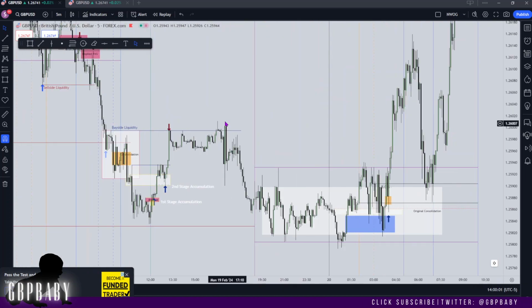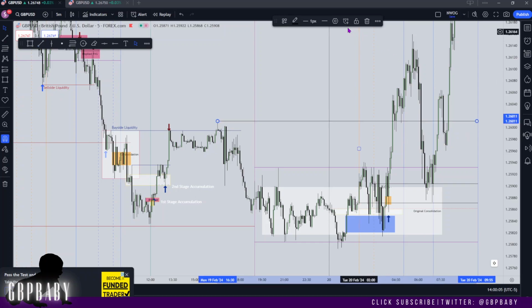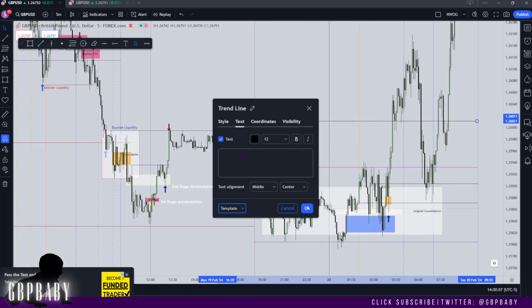ICT hasn't directly spoken about that. That's just through backtesting, guys. Buy side, we've got relative equal highs.